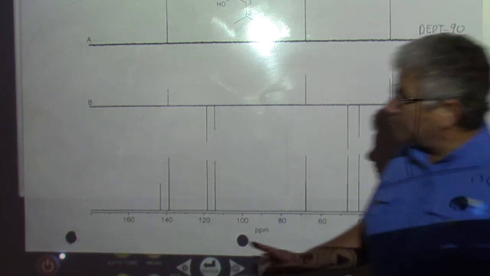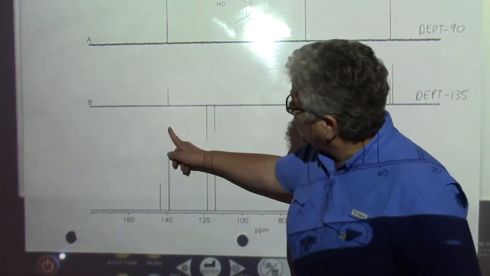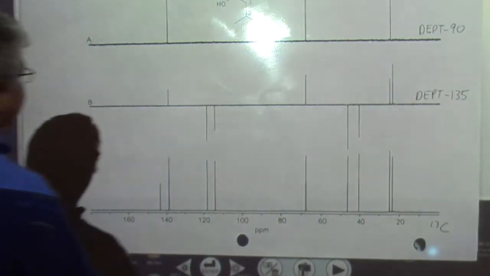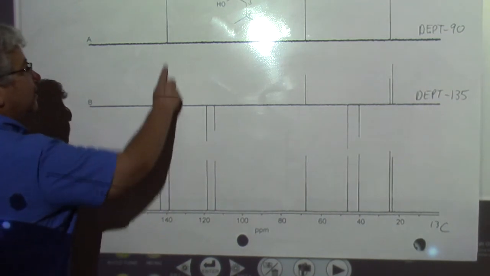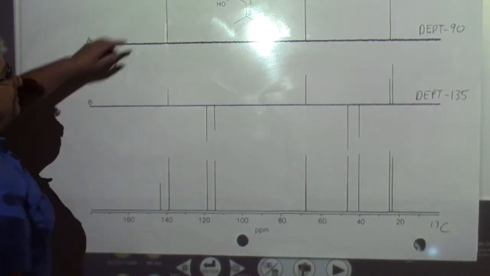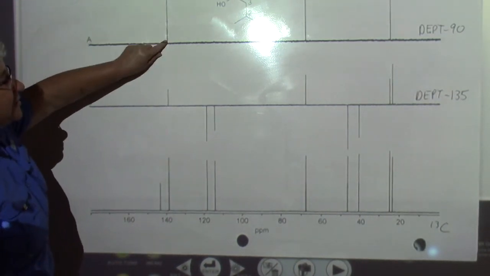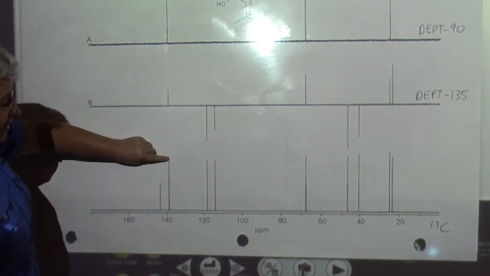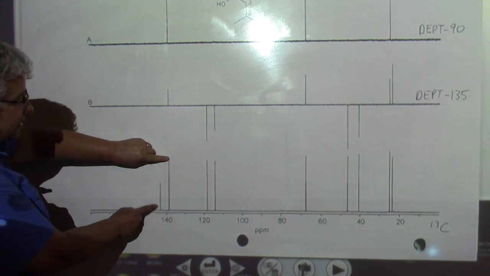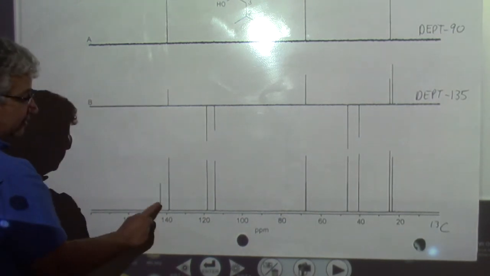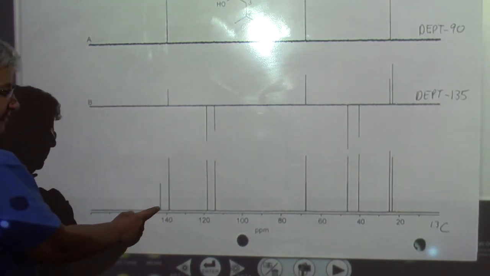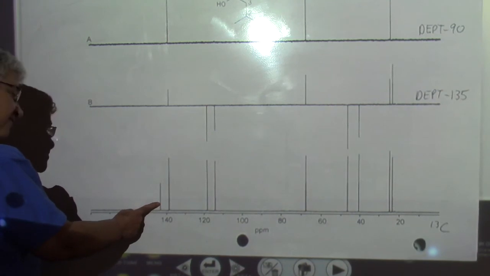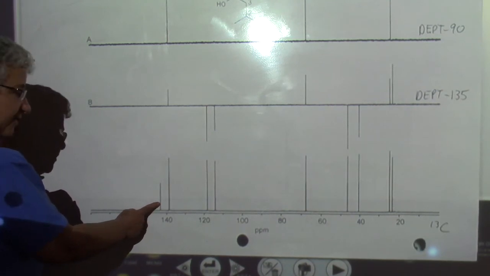And what I know out here, closely, right? What I know out here is that this is my DEPT 90, so I know this is a CH. So I know this is a CH. And this peak doesn't show up anywhere, so I know this is a carbon with no hydrogens. So that's a carbon with no hydrogens, which we call a quaternary carbon.